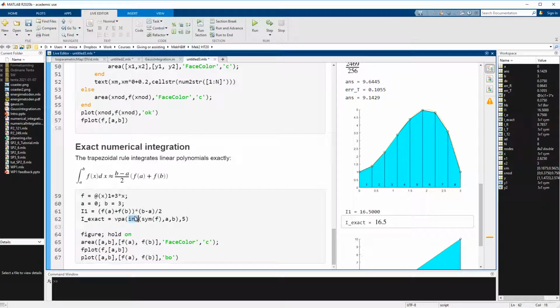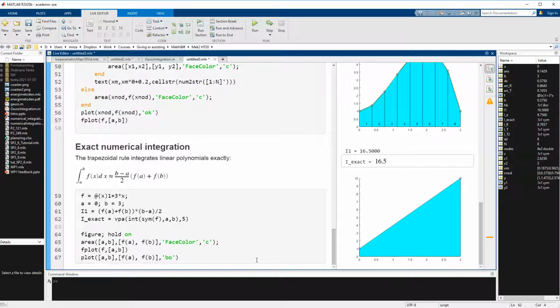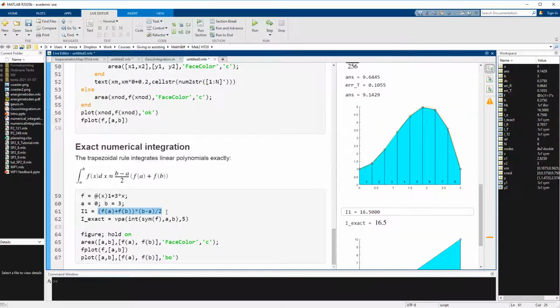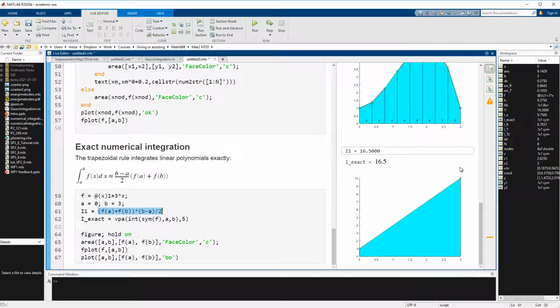Let's do the integration using int here and a symbolic value of f. And if I do that, I get 16.5. Okay, perfect, so it's exact. So this is the actual integral, and this is the function, and this is what we're doing. We are evaluating this thing using these two function evaluations. Can we do better? What do you think? Just take a minute to think about it.